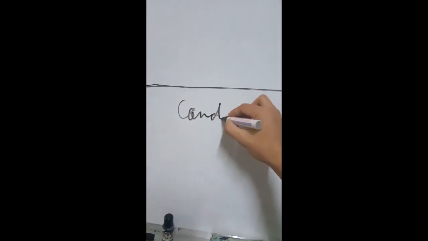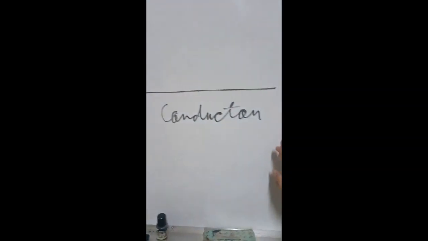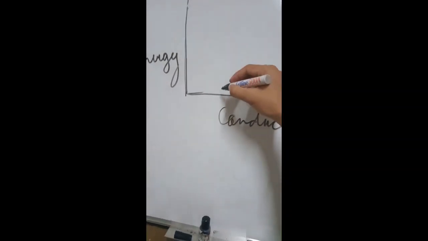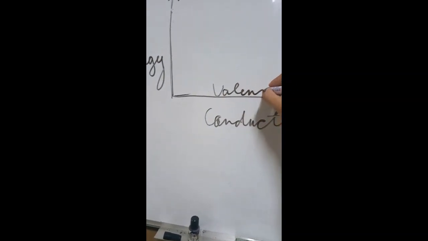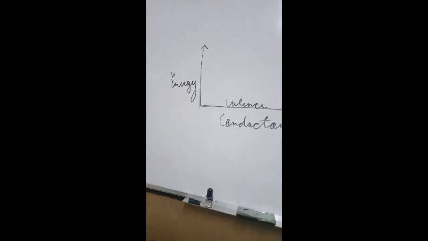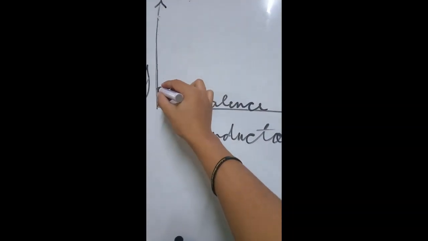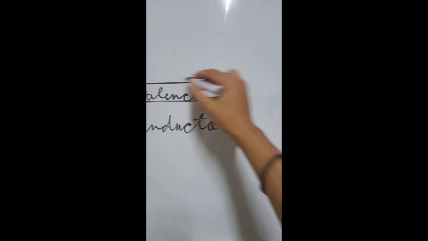So let's proceed to the conductor material. The example of a conductor is metals. So this will be the valence level, or the valence band. For the conductor, as you can see, the valence band, and this will be the conduction band.